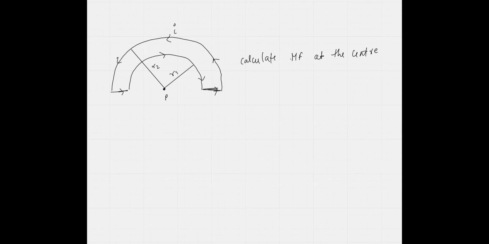Actually, the answer should be something like this. B is equal to mu naught I by 8, current is as it is. R, who's the greater one here? R1, oh sorry, it should be 1 by R1 minus 1 by R2. This should be the answer, ideally.